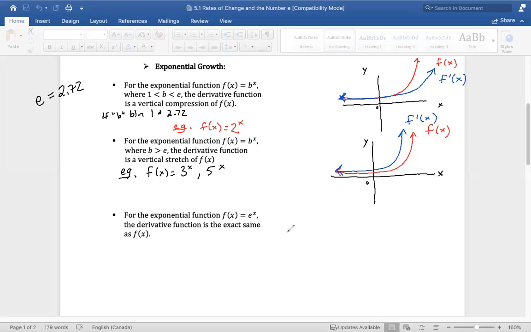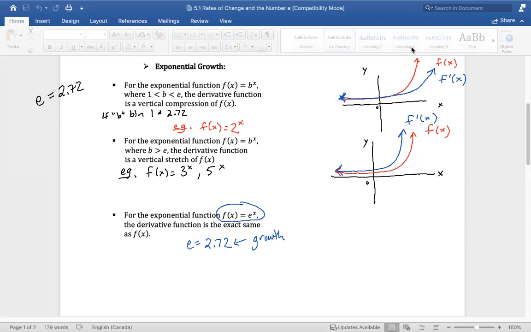So for the exponential function, what if I had f of x exactly equaling e, 2.72, to the exponent of x? Okay, what if that was my function and it's exactly equal to e? What's my derivative going to look like? So this is still exponential growth, right? Because e is equal to 2.72. So that's still greater than 1.